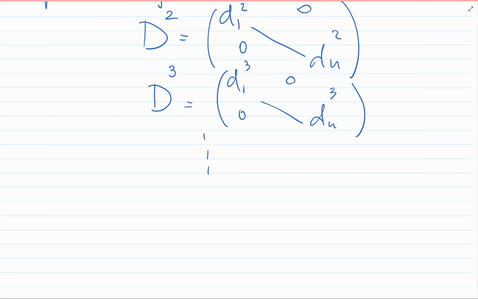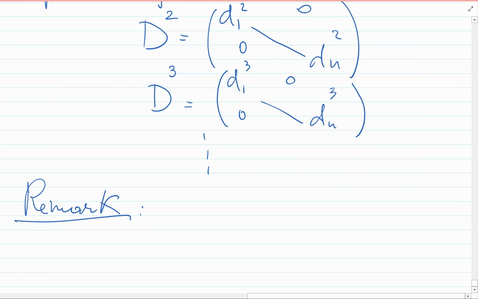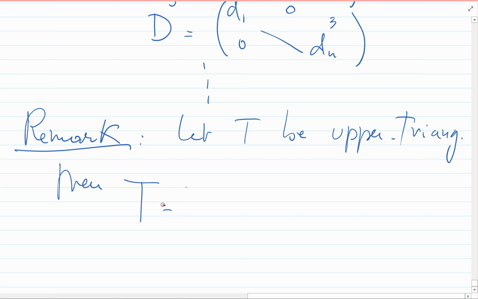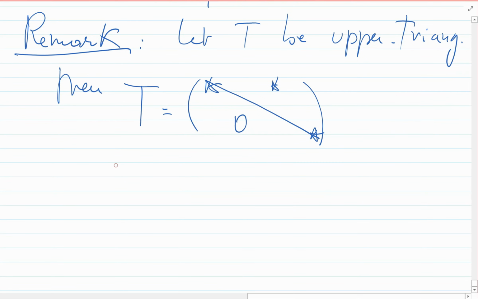How can we generate a diagonal matrix with this? So here, a remark. How can we generate a diagonal matrix from a triangular matrix, whether it's upper or lower? Just for the sake of argument, let T be upper triangular. Then T can be written like this. We have some entries, zeros, and all the entries are above what? The main diagonal. So we will split this T into two parts.